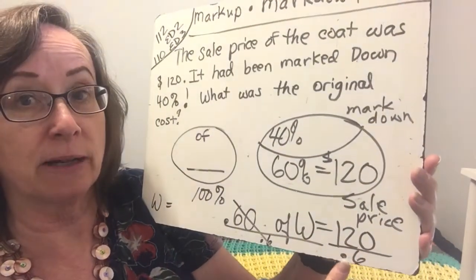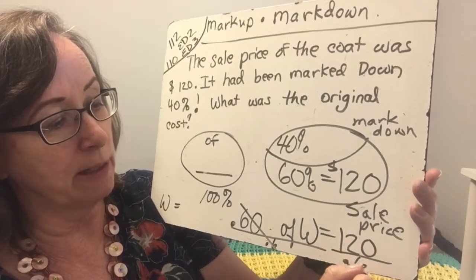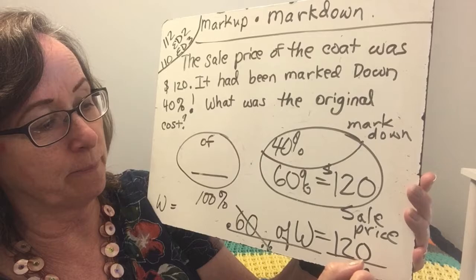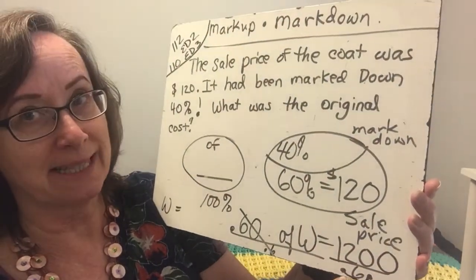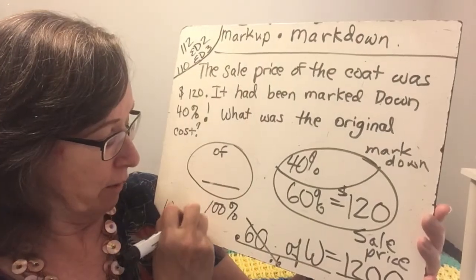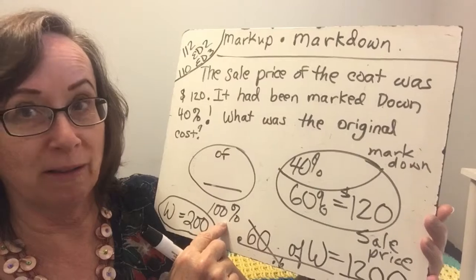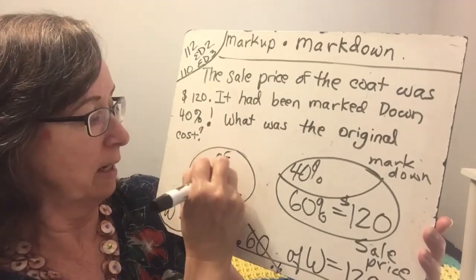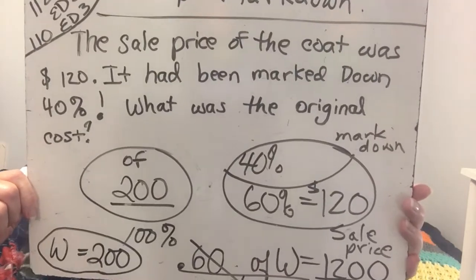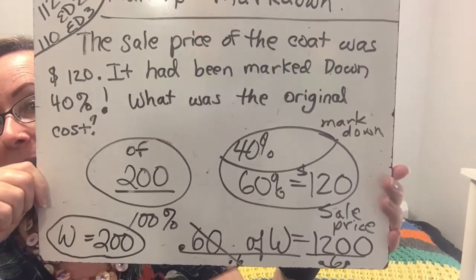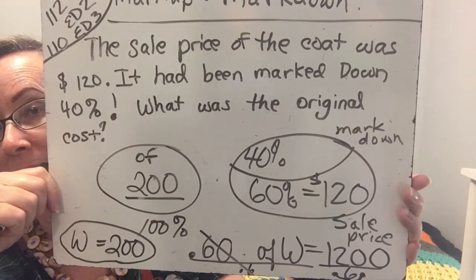Remember, I don't ever like to do division with a decimal. So I'm going to move this 1 to the right, I'm almost out of board, and add a 0. So 1,200 divided by 6 is 200. So the original cost was the whole, and it was $200. And that's how we do the last example. And now we're going to do some practice problems.